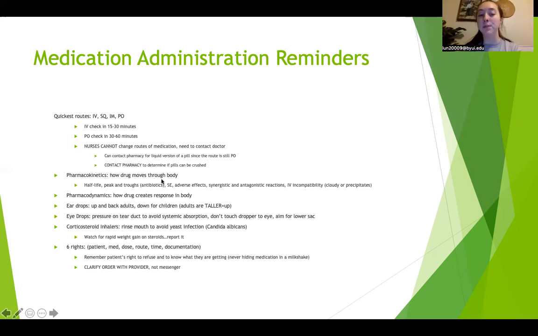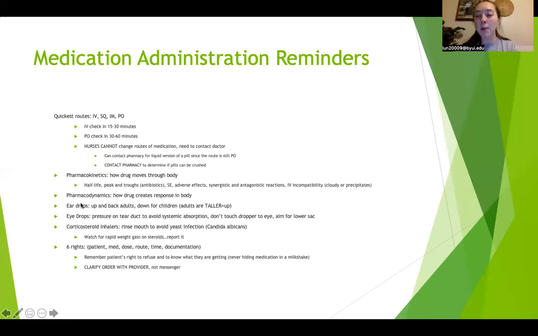Pharmacokinetics is how the drug moves through the body. So kinetics, movement. That includes half-life, peaks and troughs for antibiotics, side effects, adverse reactions, synergistic and antagonistic reactions, and IV incompatibility. You're obviously checking compatibility through that online checker in clinical pharm. But another way to tell is if it becomes cloudy or precipitates form, we know it's incompatible in the IV. Pharmacodynamics is how the drug interacts, how it causes a response in the body. So that's what we want to happen in the body.